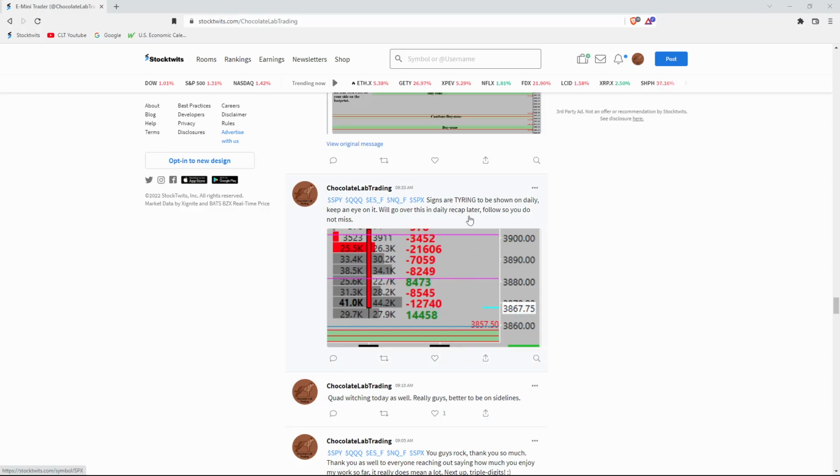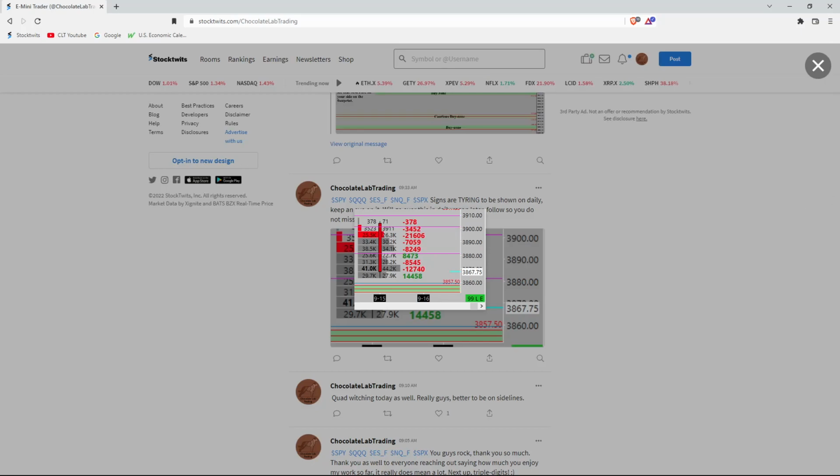So this was right after open. I said signs trying to be shown on the daily. I missed a few words there, but signs are trying to be shown on the daily. Keep an eye on it. We'll go over this in daily recap. So, what signs am I talking about? Let me pull up the screenshot so we could see that better.